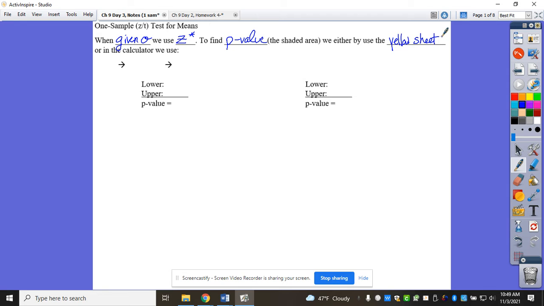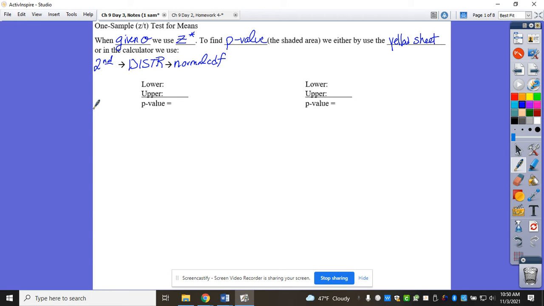Or how do you use your yellow sheet in a calculator? What buttons? Second, distribution. Just finding the shaded area, not the whole test. Normal CDF. So like I said, I'm hoping this is a bit of an overkill. I'm hoping y'all are okay with this already.